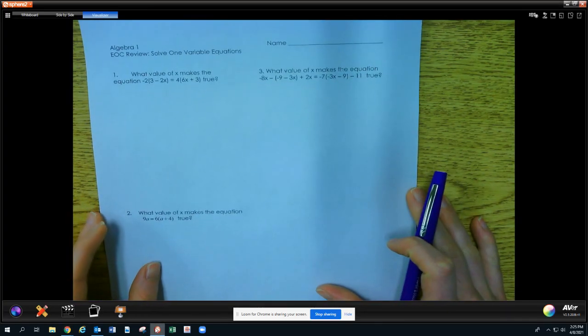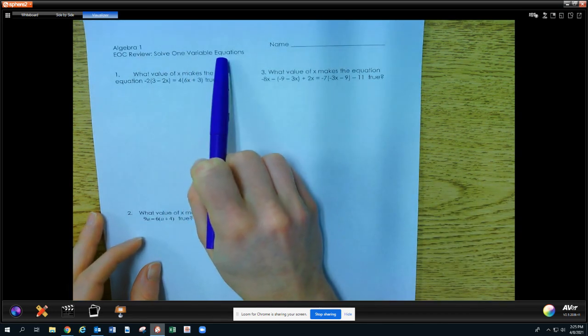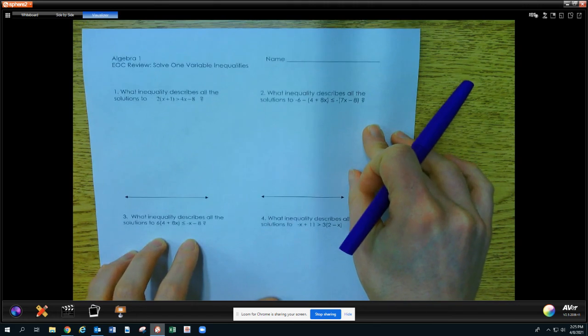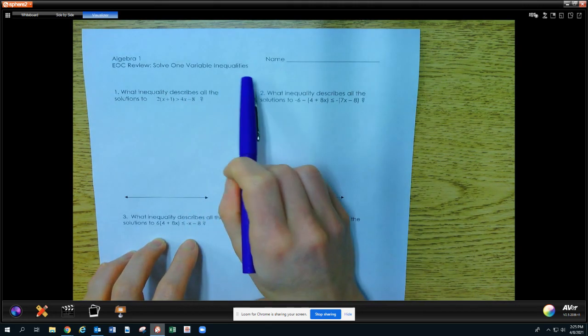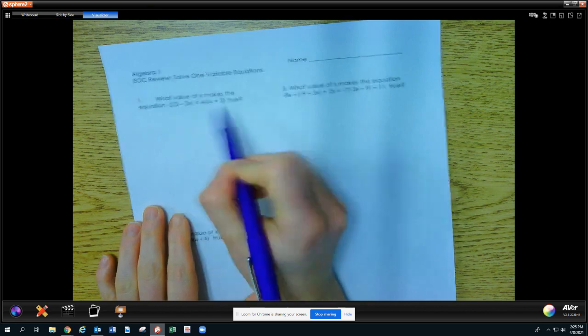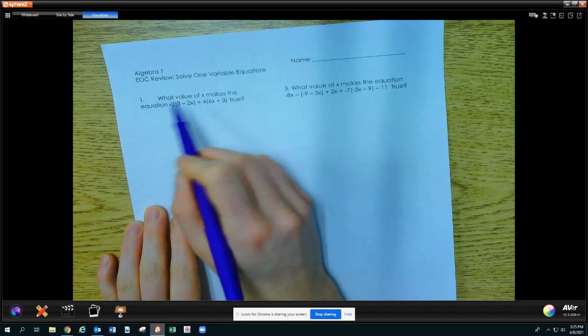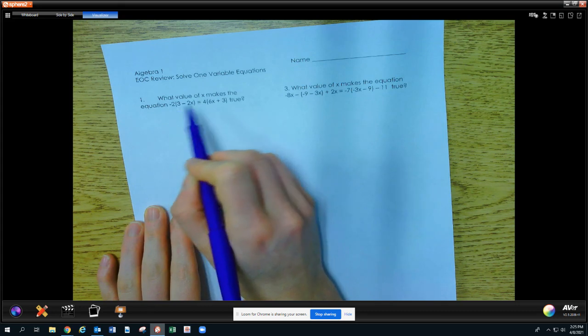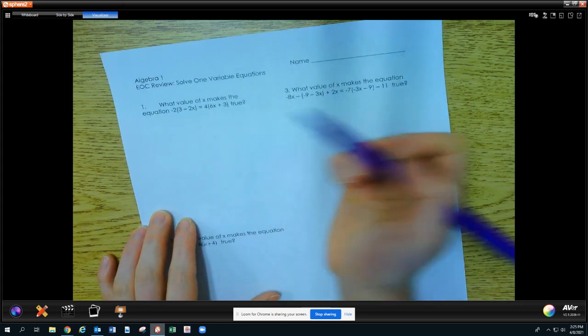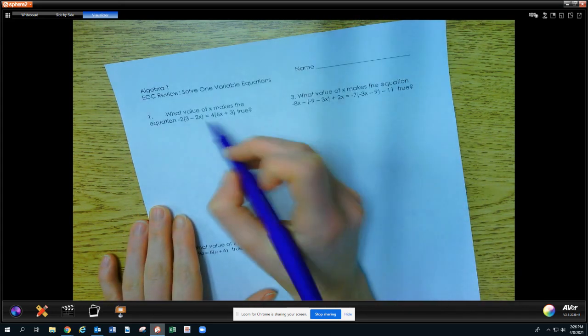Okay, in this video, we are going to review how to solve one variable equations, and then on the back, we are going to solve one variable inequalities. Same process, but there's one thing you have to remember about inequalities. Whenever you are solving for x, they could ask that many different ways. In this case, they're saying what value of x makes the equation true? So basically solve for the value of x.